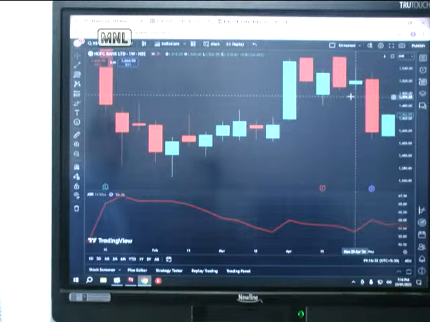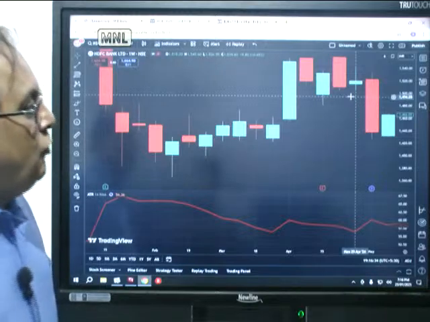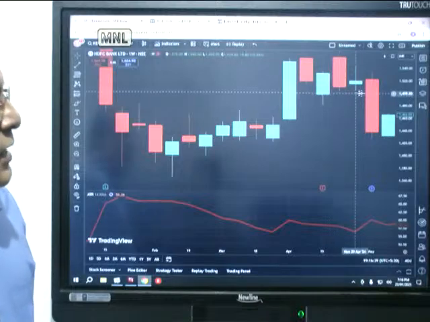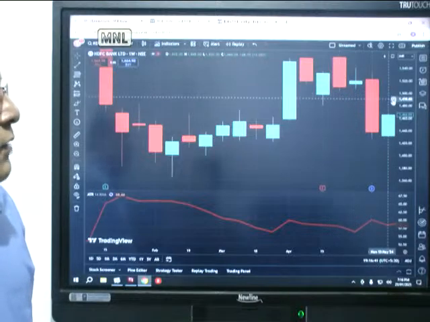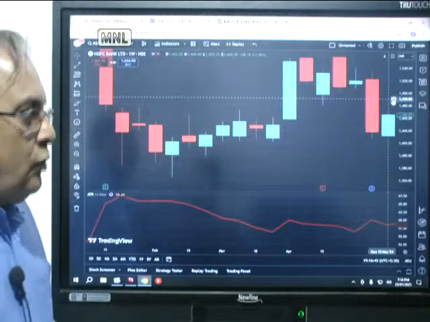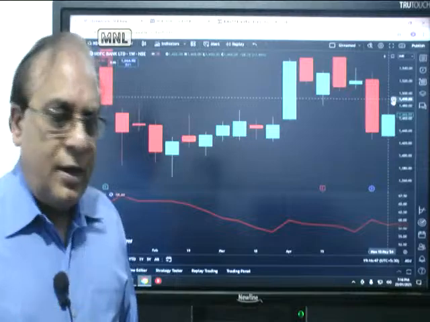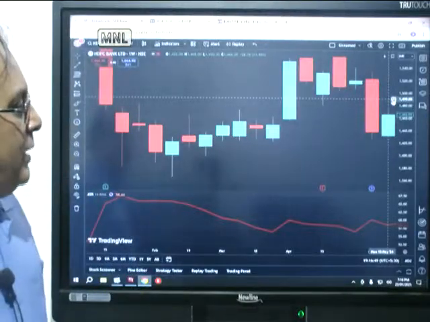So maybe at 1530, 1540, very close to the high of this range of 1557, you can make an exit, and then it falls very significantly. So what we have shown is on the positional trading, and here the second pattern also is very clear.